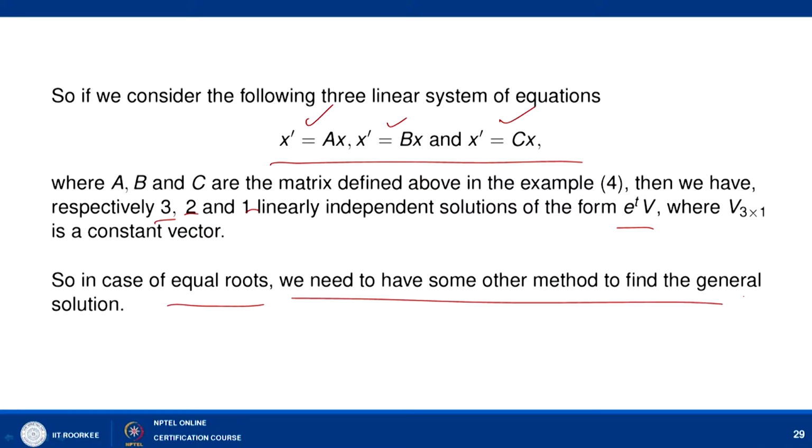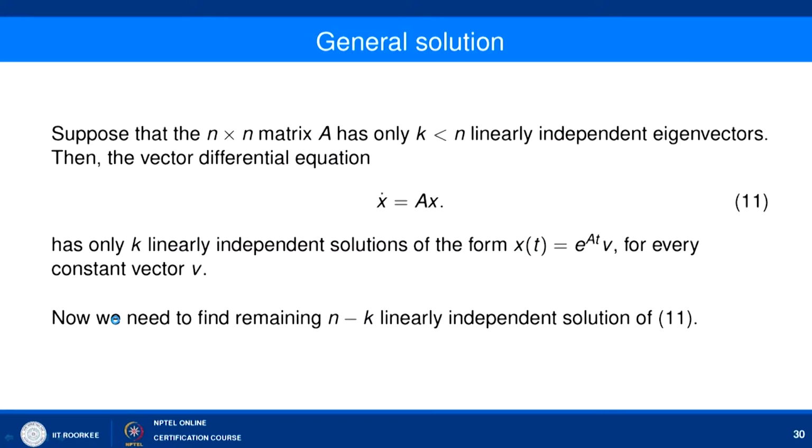So now, in the case of equal roots, we need some other method to find the general solution. Suppose that an n cross n matrix A has only k, which is less than n, linearly independent eigenvectors. So it means that for the system x dash equal to Ax, we are able to find only k linearly independent eigenvectors, not n. So some of the eigenvalues must be repeated. In this case we have only k linearly independent solutions given in the form e to power lambda t into v, for a given constant vector v.